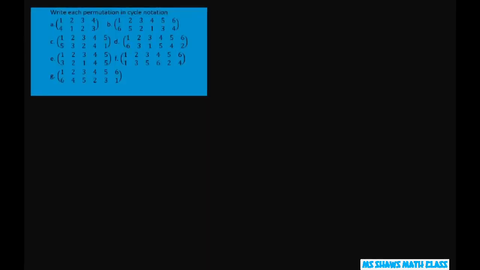For the first one, to write this in cycle notation, you just write down your mapping. So 1 maps to 4, 4 maps to 3, 3 maps to 2, and 2 maps back to 1. Once it maps back to 1, you just close it up. So it's 1 maps to 4, 4 maps to 3, 3 maps to 2, and you close it up.